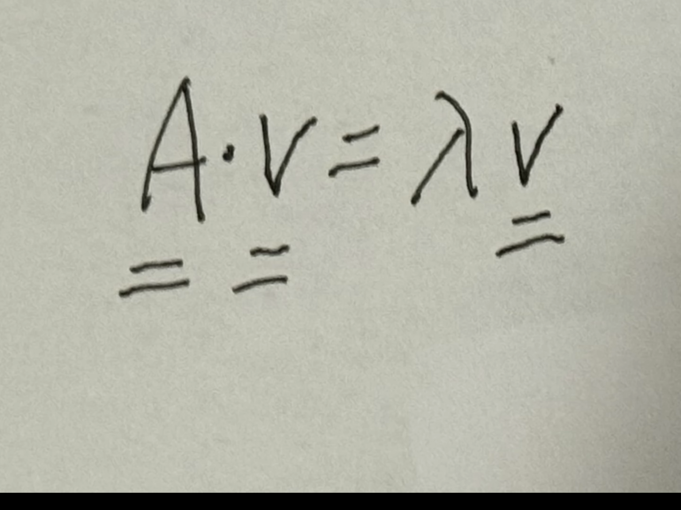Let's go back to this formula. After the linear transformation, the direction of eigenvector V stays the same or flips. It never changes to a completely new direction. That's all for the definitions of the eigenvalue and eigenvector.